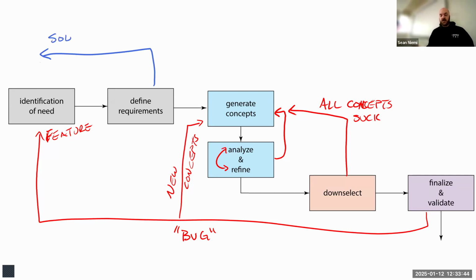You might find that a solution exists. It's already out there. It's already good to go. It's all done. There's a million different recursive loops in this process that can get you. These are just a few of them, but by and large, design is iterative. And I'm going to write that up here.